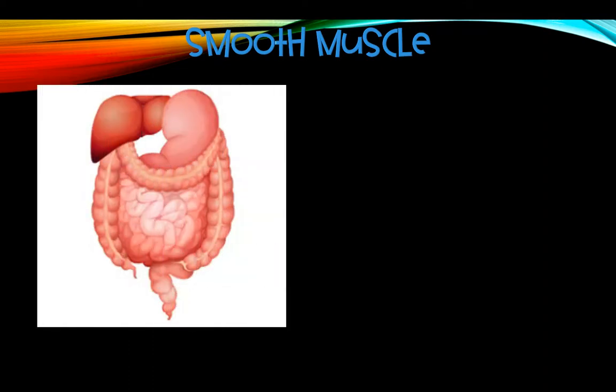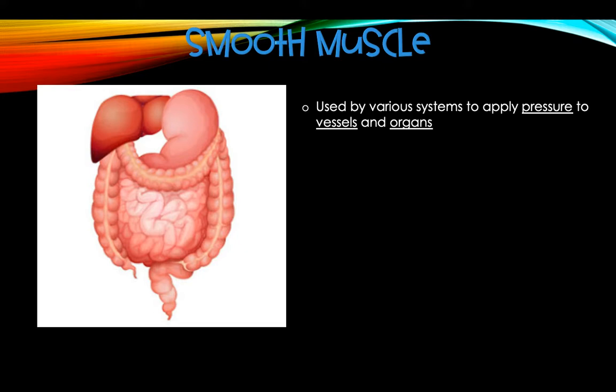All right, moving on to smooth muscle. So smooth muscle is involved in things like your GI tract, again, your bladder, which is what holds urine, and the uterus. They are smooth muscle. So they're used by these various systems to apply pressure to vessels and organs to help move things through. That's their purpose.